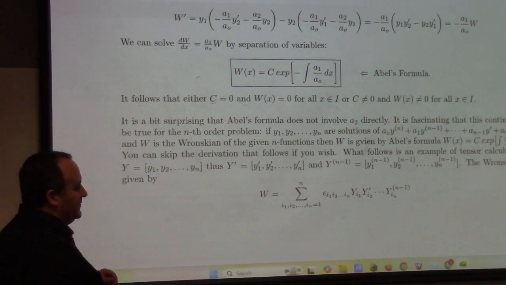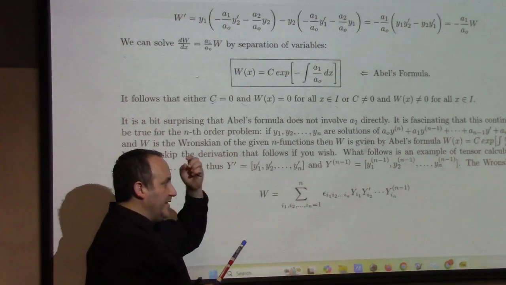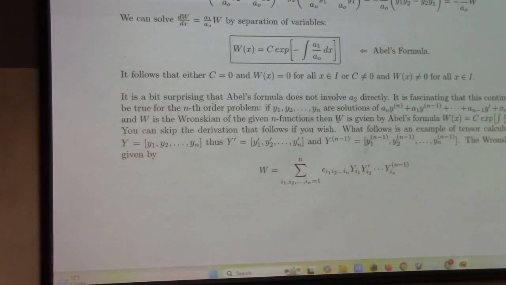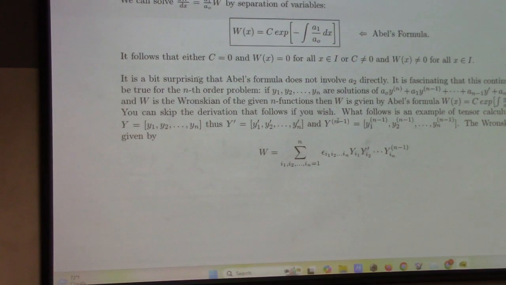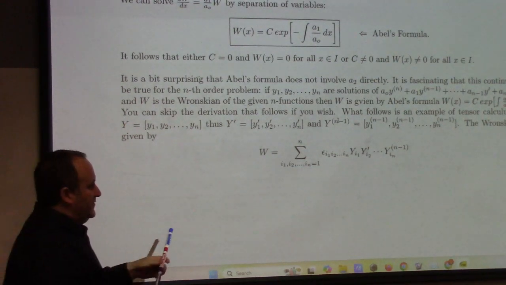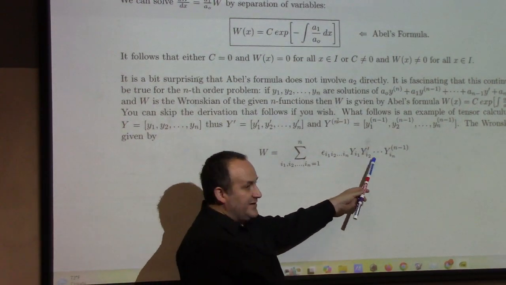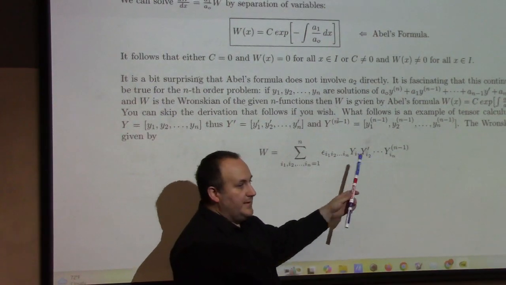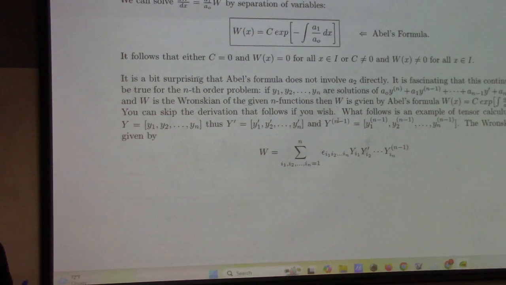And so what I do here is I work out Abel's formula for the nth order problem. There's the formula for the determinant of n things. This is a stone-cold formula for the determinant of an n by n matrix in terms of what's called the antisymmetric symbol. Right?